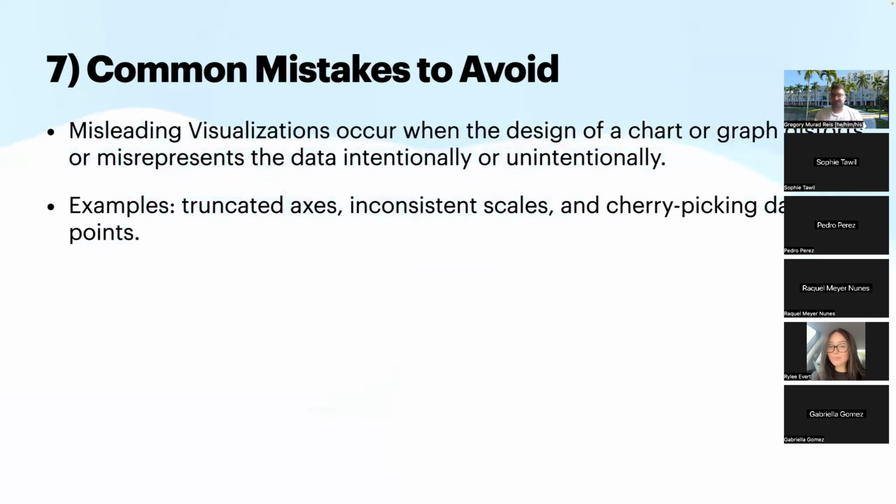Inconsistent scales, I'm going to show you some examples. Or, and this happens a lot, trust me, cherry picking data points. So choosing just points that will validate what you're saying or confirm what you're saying and bias towards the message you're conveying. So cherry picking data points is also something we should avoid.